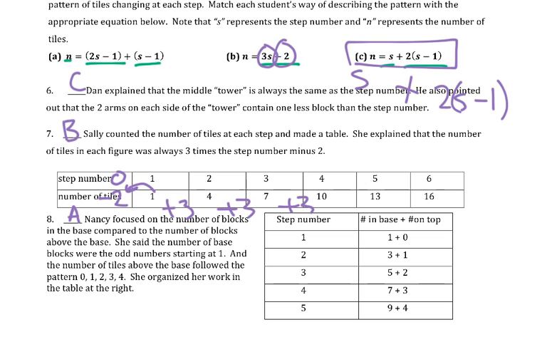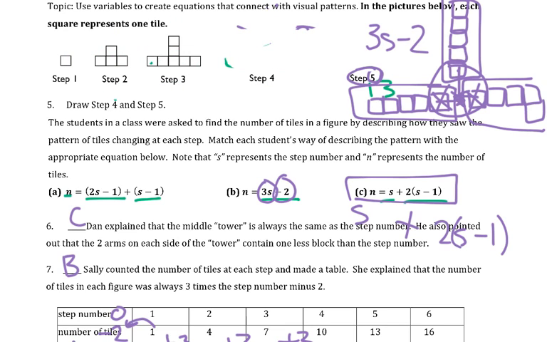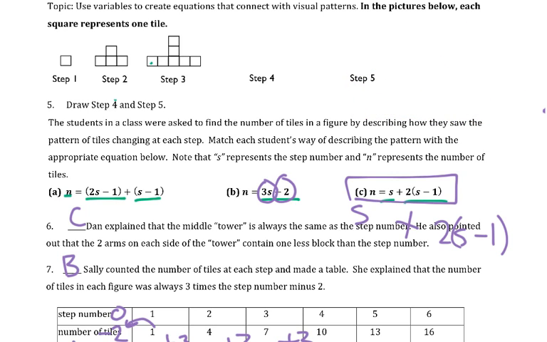Nancy focused on the number of blocks in the base compared to the number of blocks above the base. She said the number of base blocks were the odd number starting at 1, and the number of tiles above the base followed the pattern 0, 1, 2, 3, 4. She organized her work in a table at right. Okay, so she was saying, let's clear us some space. So 1, 2, 3, 1, 2, 3, 4, 1, 2, 3.